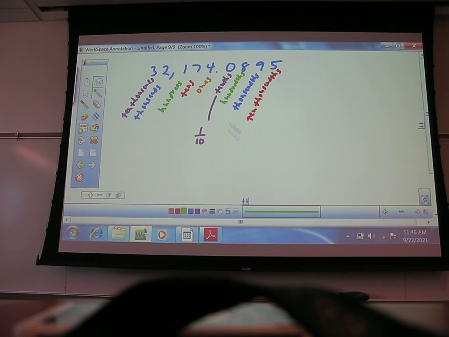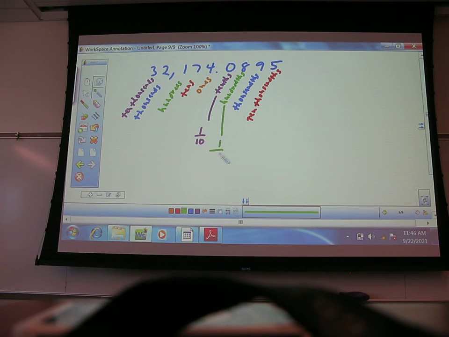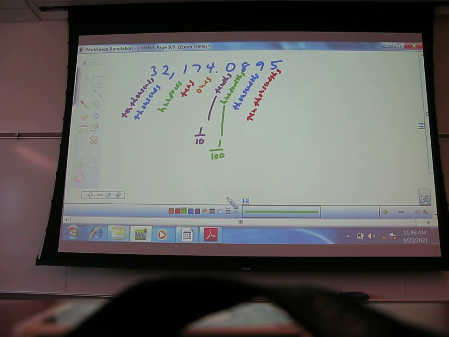The hundredths place means 1 over 100, hundredths with a TH. This is 1 over 1,000. And then the 10,000s place, I don't think we're gonna go any further than that in this, is 1 over 10,000. Good. So those should help you kind of sort out the stuff you have.